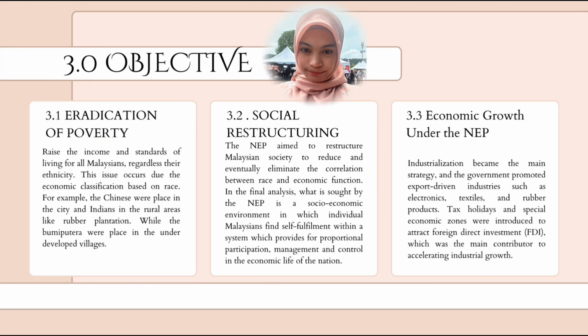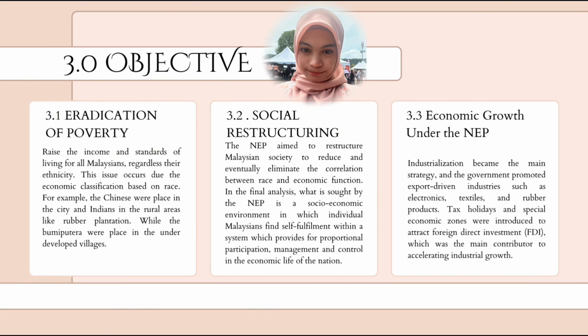First, they want to eradicate poverty, raising the income and standards of living for all Malaysians regardless of their ethnicity. This issue occurs due to the economic classification based on race. For example, the Chinese were placed in the city and the Indians in the rural areas like the rubber plantations, while the Bumiputera and the Malays were placed in underdeveloped villages.